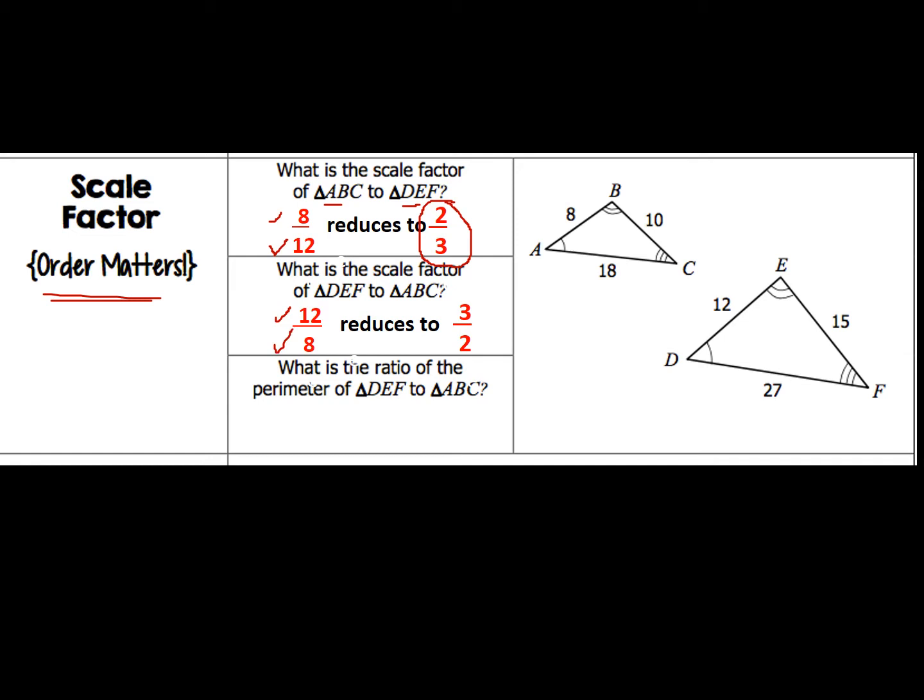Now, the next one says what's the ratio of the perimeter. The perimeter is the outside of the figure, the distance around the outside. So let's figure out what the perimeter is of DEF. So the perimeter of DEF is 54 units, and the perimeter of ABC is 36 units. And when we simplify that, guess what we get? We get 3 to 2, which is the same as 3/2. So our proportionate perimeter is the same as the proportion of the sides, the scale factor.